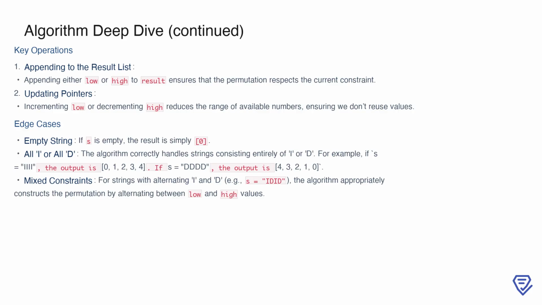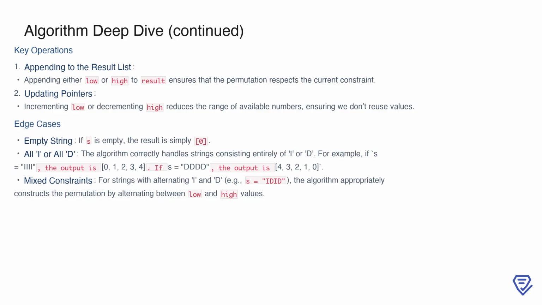This guarantees that the permutation respects the given constraints. The second operation is updating the pointers. Incrementing low or decrementing high narrows the range of available numbers, ensuring no value is reused. The algorithm handles various edge cases seamlessly.